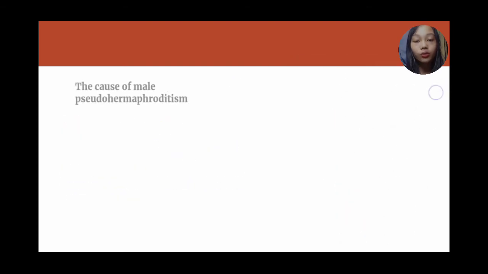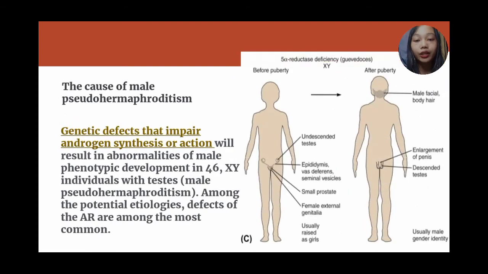The cause of male pseudohermaphroditism: genetic defects that impair androgen synthesis or action will result in abnormalities of male phenotypic development in 46,XY individuals with testes. Among the potential etiologies of male pseudohermaphroditism, defects of the androgen receptor are among the most common.